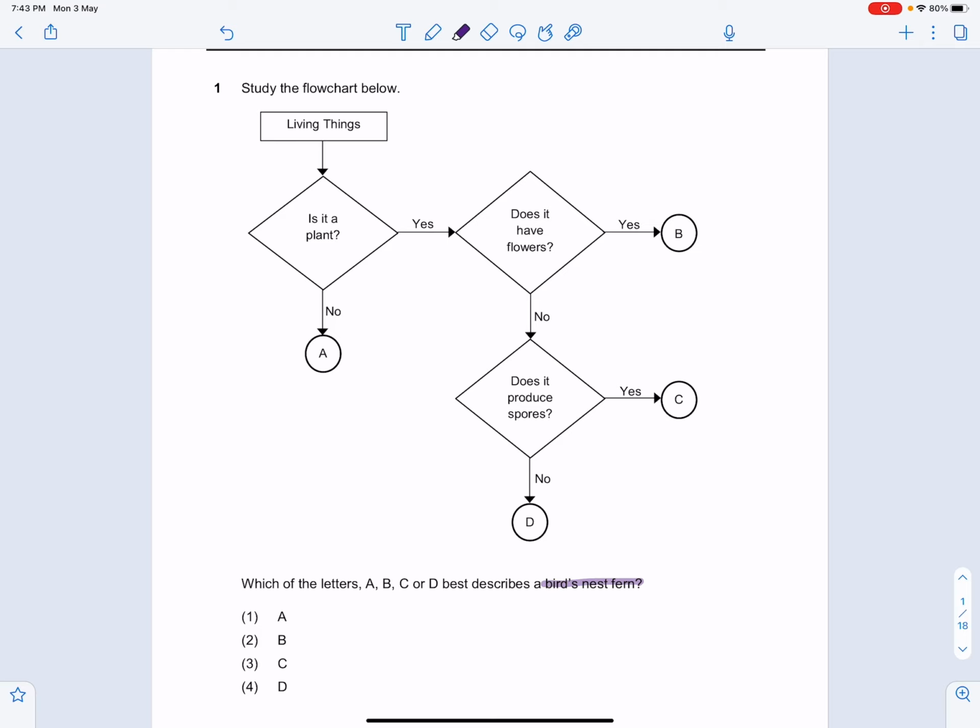Alright, so this question is testing whether or not you're familiar with the characteristics associated with a non-flowering plant such as a bird nest fern. So the first question asked is, is it a plant? Obviously we know that a bird nest fern is green, it's a plant, so it cannot be no. The answer is yes, so we can cross out A. Then we head on over to the next question. Does it have flowers? We know that it's a non-flowering plant, so the answer is no. We cross out B. And then we go on to, does it reproduce by spore? Yes, it does. So the answer would be C, answer 3.